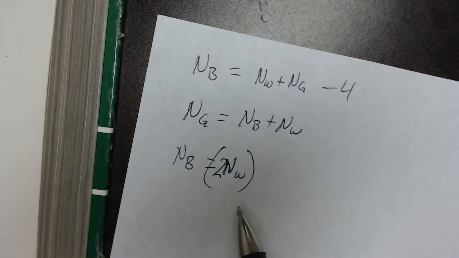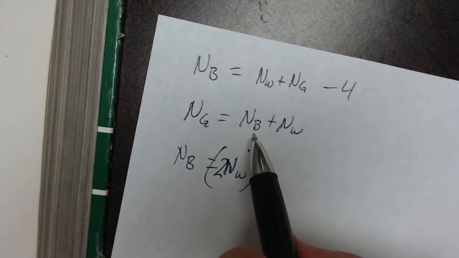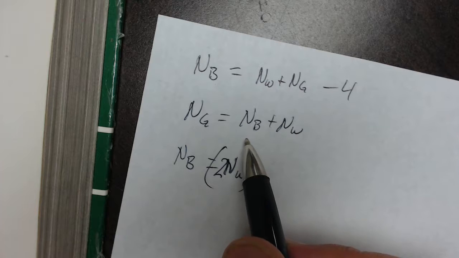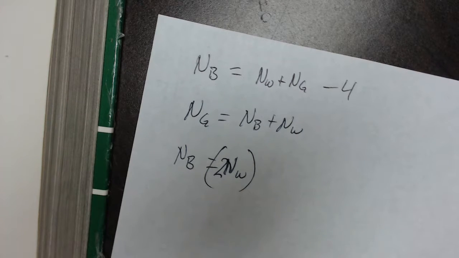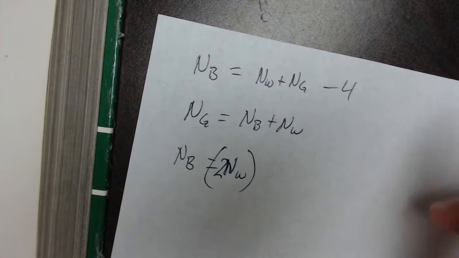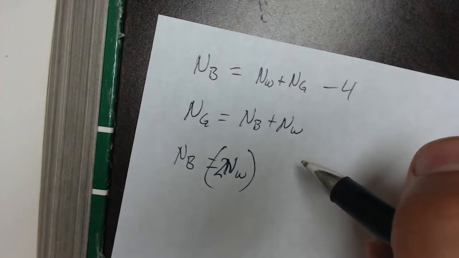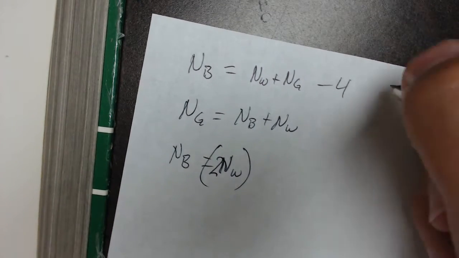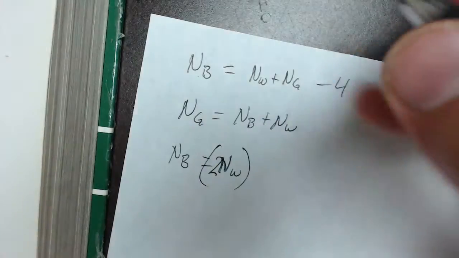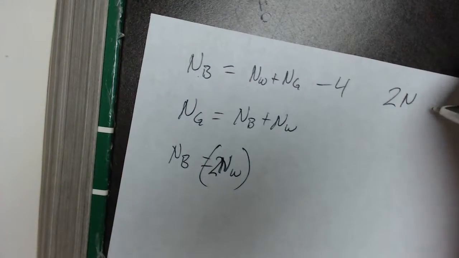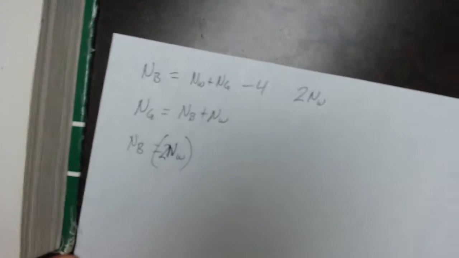One of my equations is really simple. It's already solved for n sub b. I can substitute n sub b with 2n sub w. So I'm going to do that, doing both of our equations. So this top one will replace that with 2n sub w.